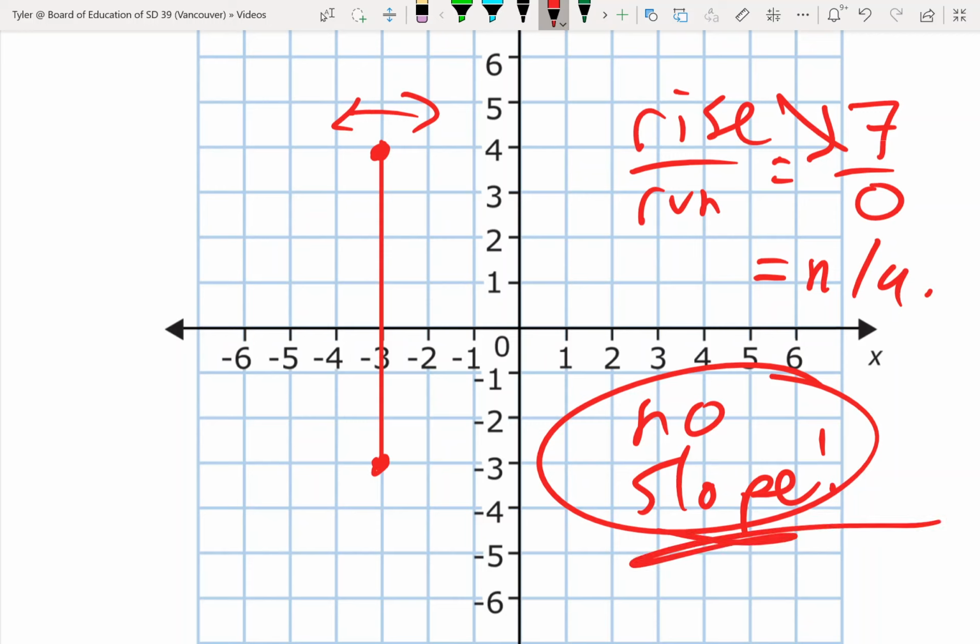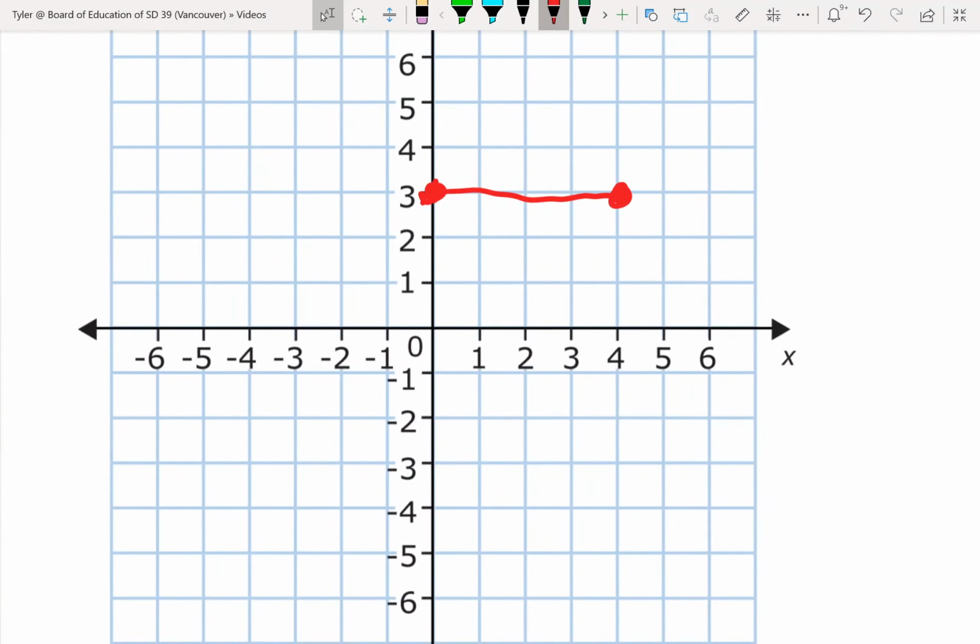Error means no slope. Again, a lot of stuff in this unit you can memorize, but as long as you remember the core fundamentals, you have to memorize rise over run, you can find the answer. This is the other kind of weird one, horizontal line. Let's do rise over run.